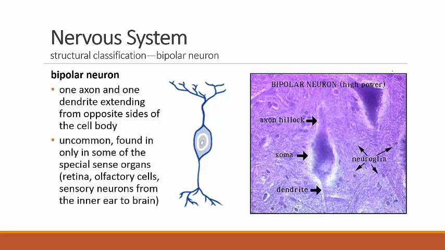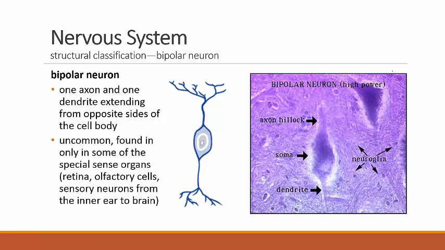There are bipolar neurons. These are neurons that have one axon extending from the cell body, and only one dendrite extending from the opposite side of the cell body. Now these are not a very common kind of neuron. They are found in some of the special senses: in the retina, the olfactory cells, which are involved in the sense of smell, and some of the sensory neurons found in the inner ear involved in balance.